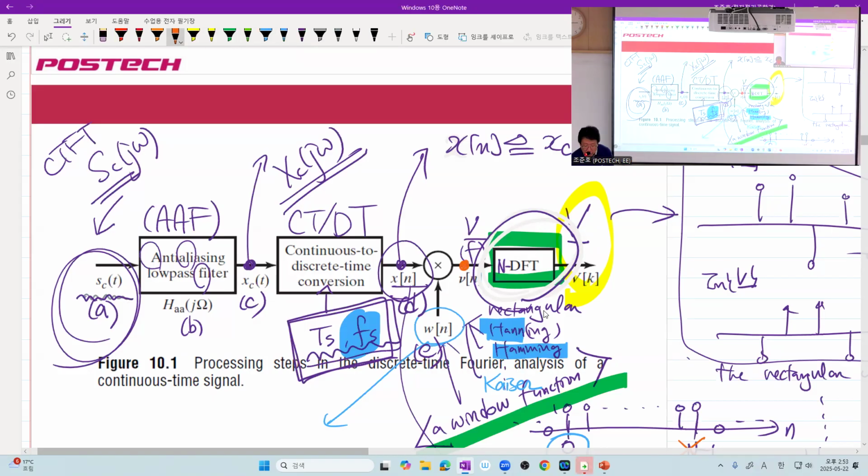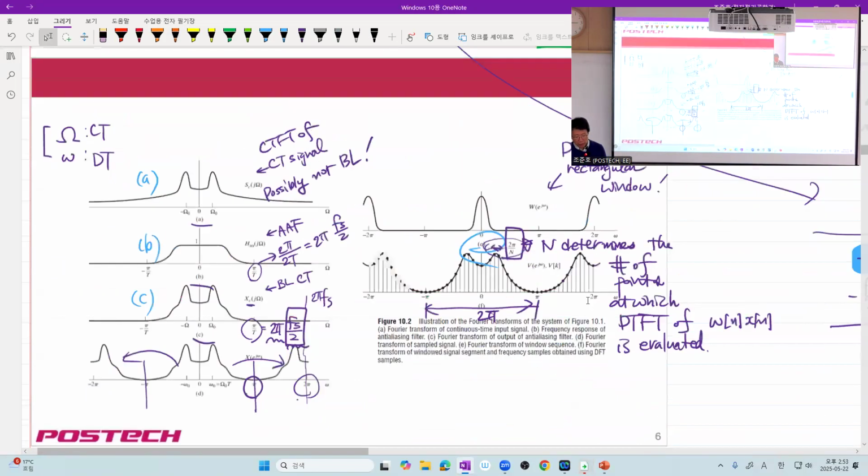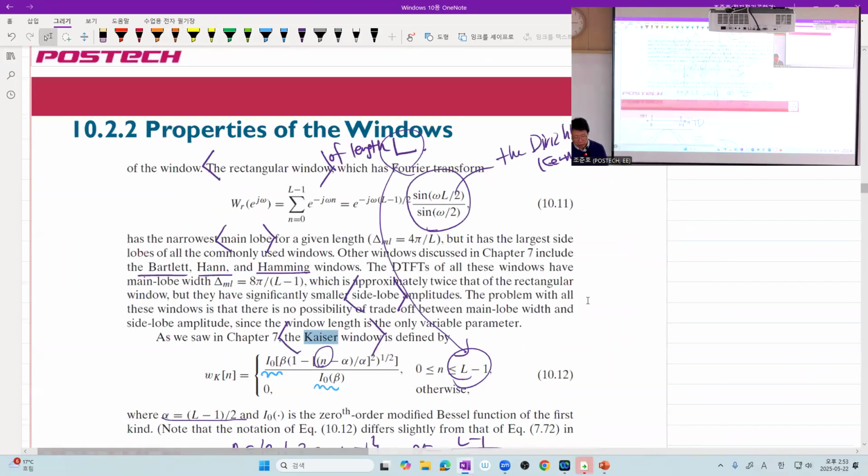So far, if L is fixed, zero padding means nothing at this point. Zero padding means we are going to remove the countably infinite terms from this V of N. So the choice of L, or number of points, does not change the DTFT of the signal to be evaluated. That is shown here.